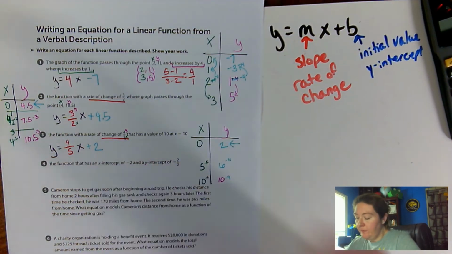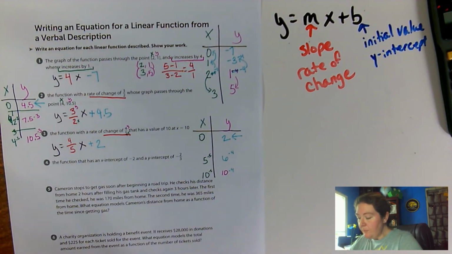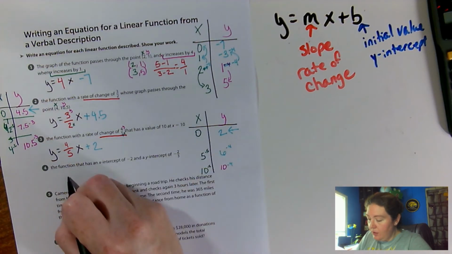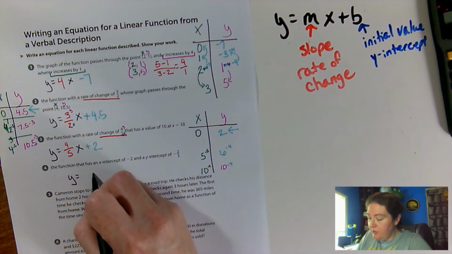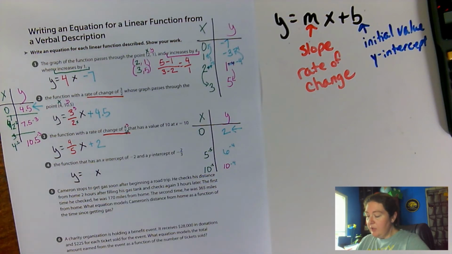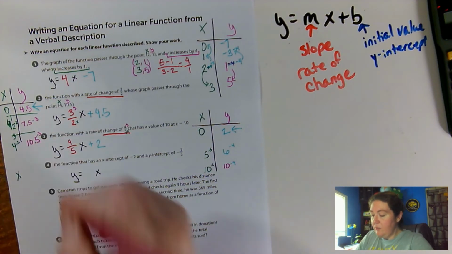Alright, number 4. A function has an x-intercept of -2 and a y-intercept of -2/3. I'm still looking to make this equation. So here's where it's talking about x and y intercept. We haven't talked about an x-intercept. My x value, my y value.